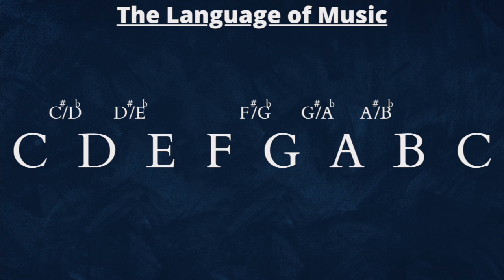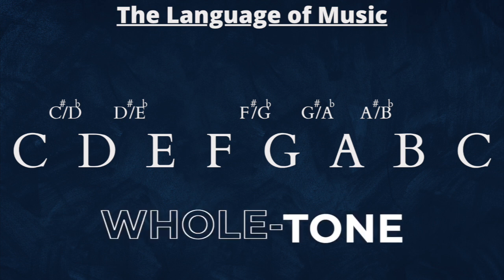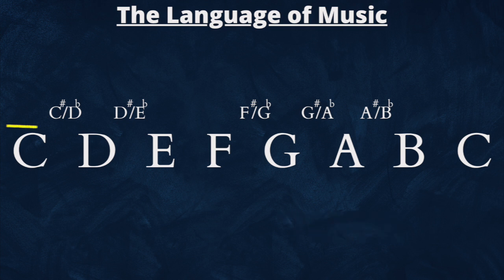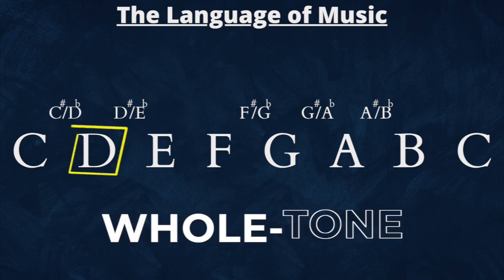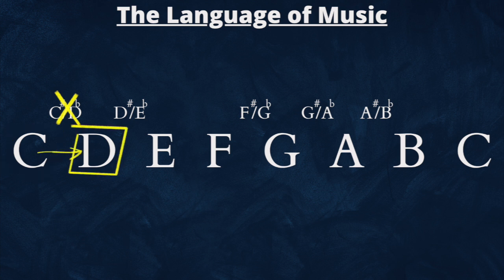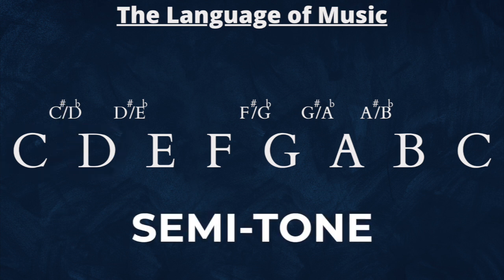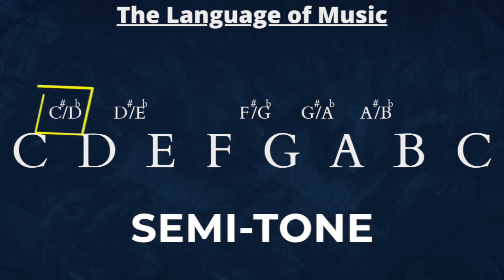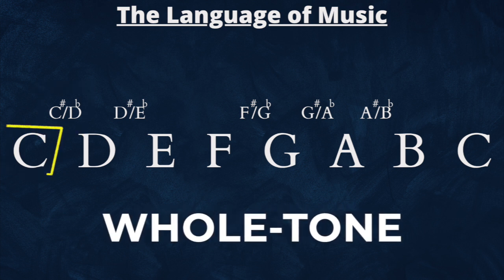After the semitone, there is the whole tone. One whole tone is just two semitones together. So, for example, if we go from a C up to a D, we have gone a whole tone. So we're going from C, we're skipping C sharp, and then we go to the D note. So now we have a semitone, and we have a whole tone.